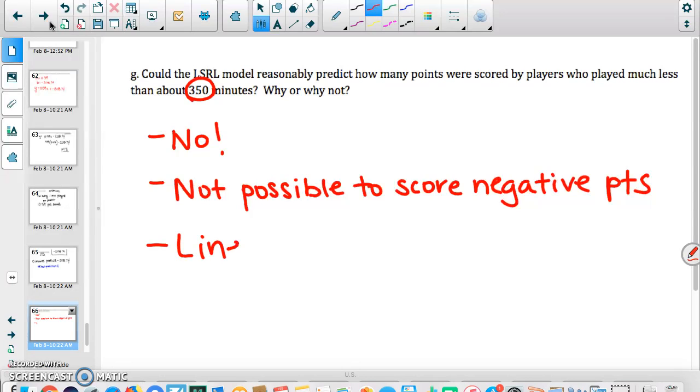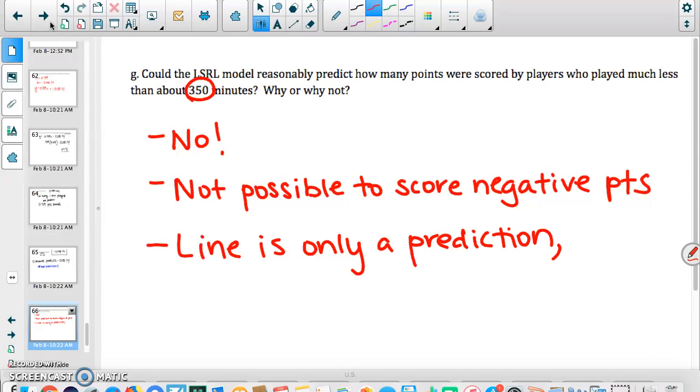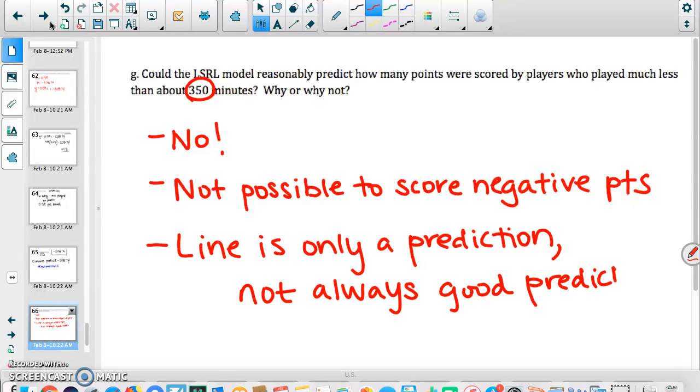So the line is only a prediction. It's not always going to be correct, right? It's only a prediction, so it will not always make the best predictions. It's only a predictor, it's only a model. It might not always make the best predictions.